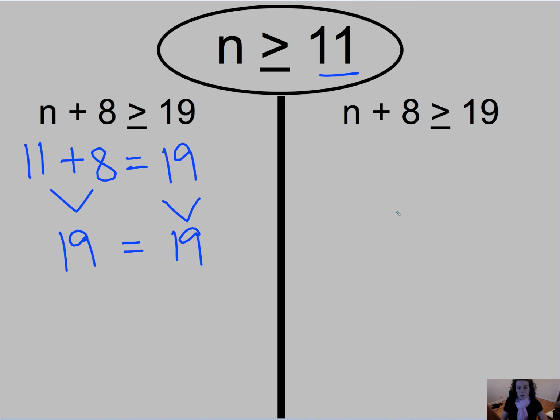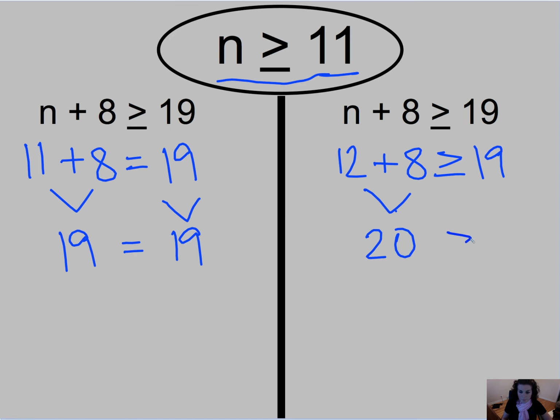Now when we go to check the inequality, what I want to do is go back and look at my answer. My answer is n is greater than or equal to 11. So I want to pick any number greater than 11 to plug in here and see if my inequality sign is correct. So I can pick 12, 13, whatever. I'll do 12, and we want to see if this is truly greater than or equal to 19. So 12 plus 8 would be 20. And then 20 is greater than or equal to 19, so that is correct.